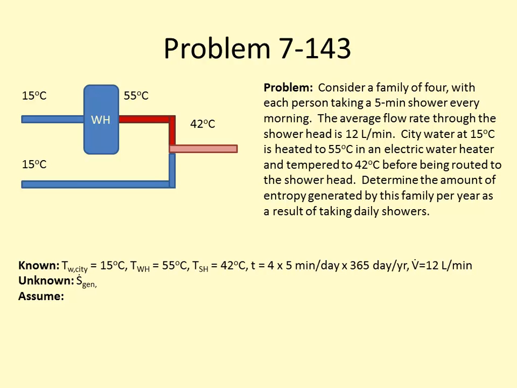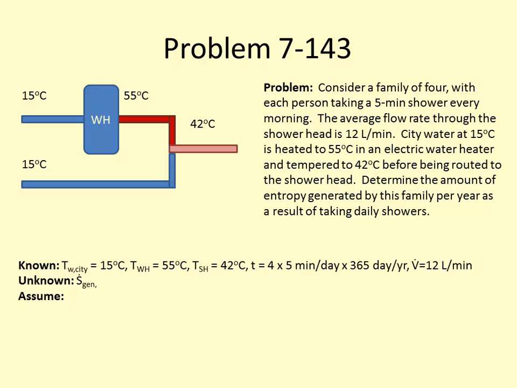So if we plug in all the numbers for that, we solve for the mass flow rates, we have the entropies from the table. We find that S dot gen is equal to 0.089272 kilojoules per Kelvin per minute. So then we multiply again by the 7,300 minutes in every year. We find it's 651.7 kilojoules per Kelvin each year.